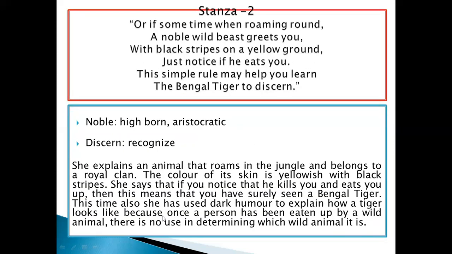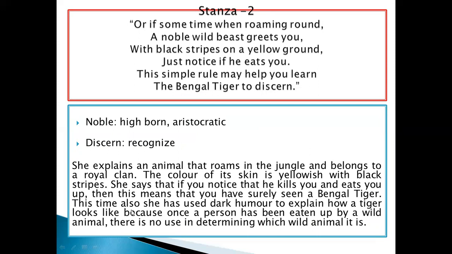Now let's do the second stanza. Or if sometime when roaming round, a noble wild beast greets you with black stripes on a yellow ground, just notice if he eats you. This simple rule may help you learn the Bengal tiger to discern.